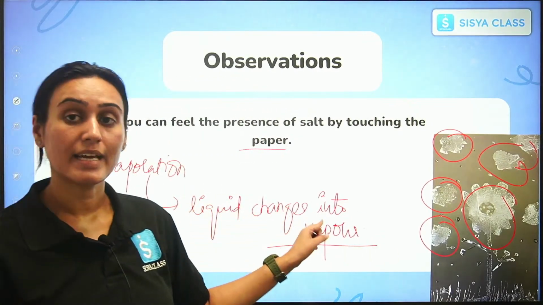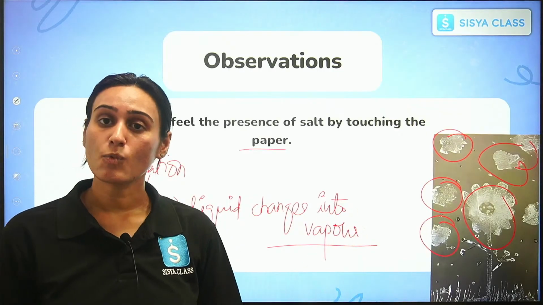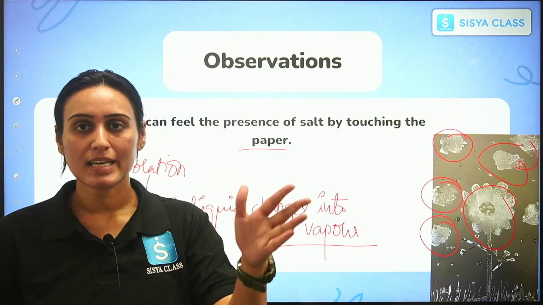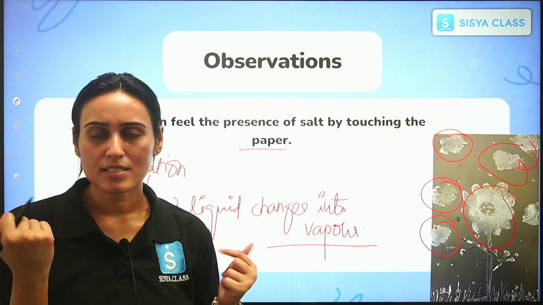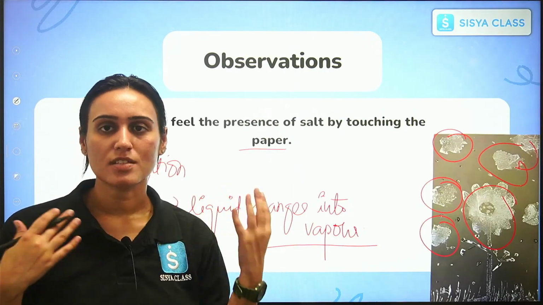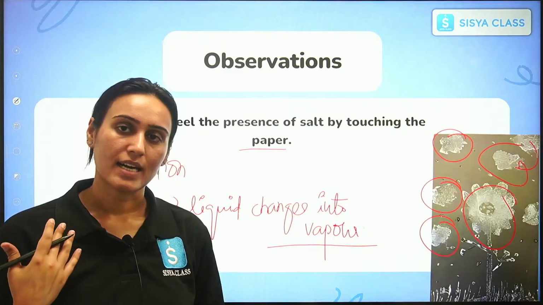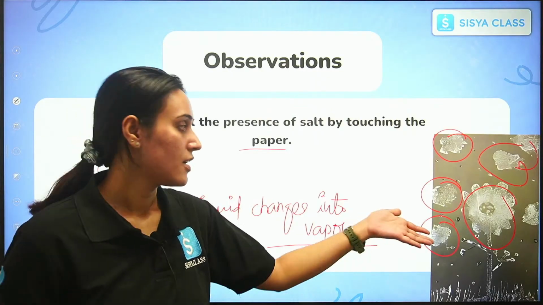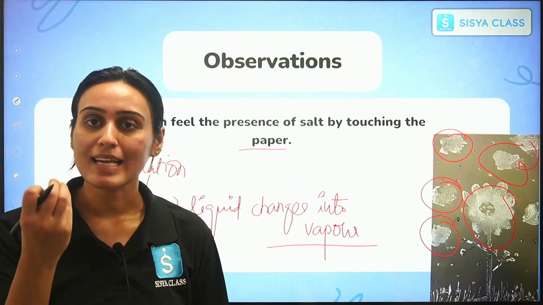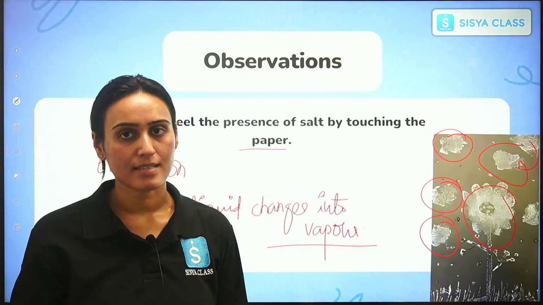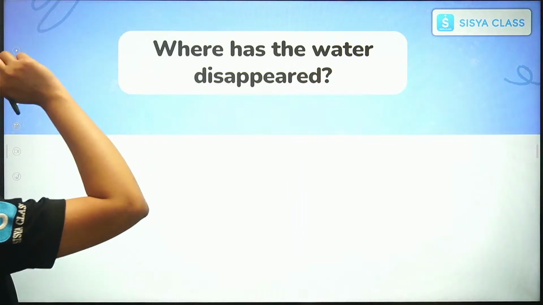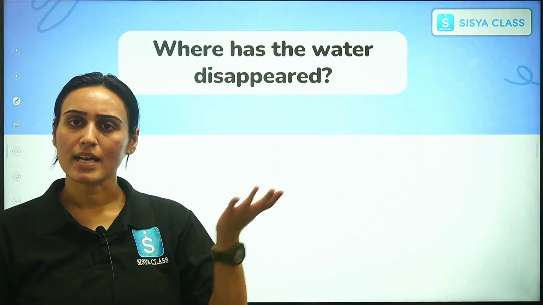Your liquid changes into vapor. This is what happens in evaporation, everyone. Only the state of matter of one component changes, right? If liquid changes into vapor, we call that evaporation. And this is what we have done. Salt is not evaporating, so we see the salt patches on the dark colored piece of paper. As simple as that. Okay? So these are the observations. Where has the water disappeared? Water has evaporated.